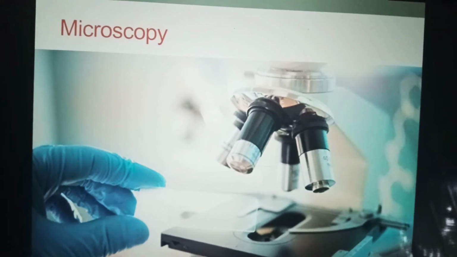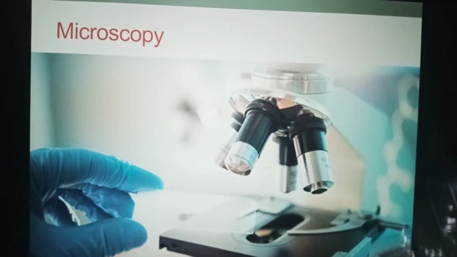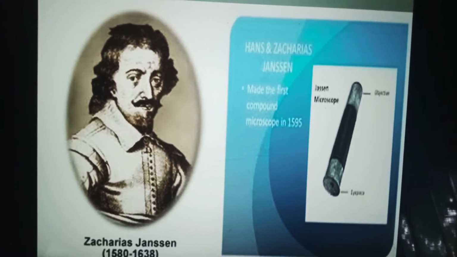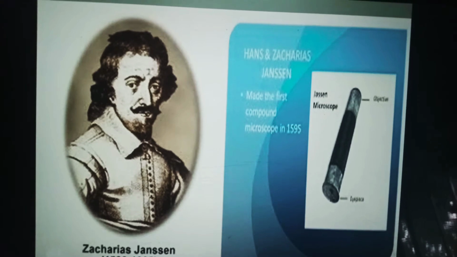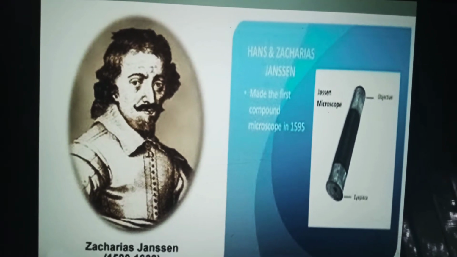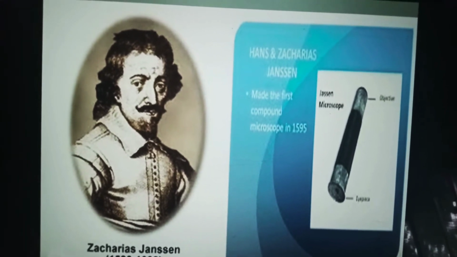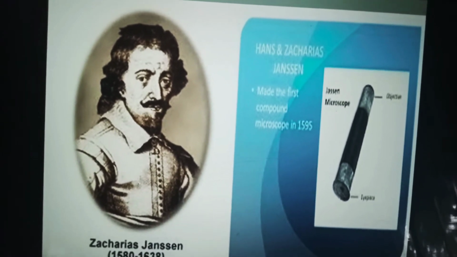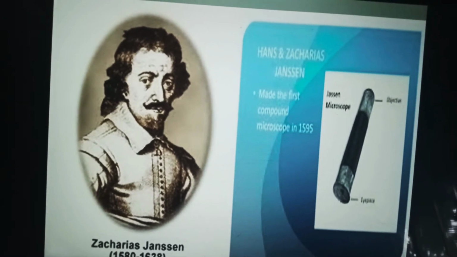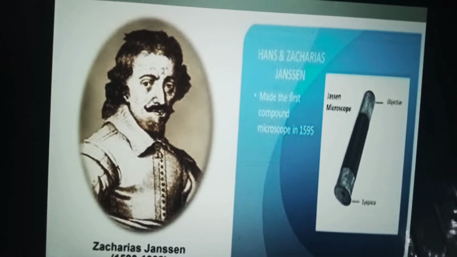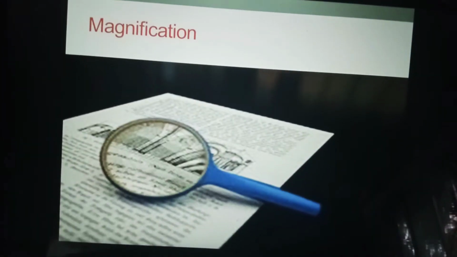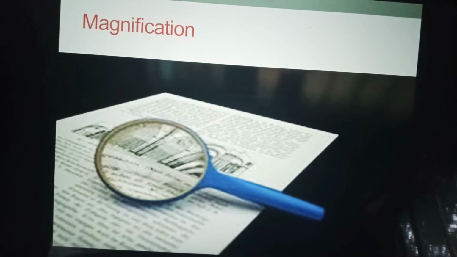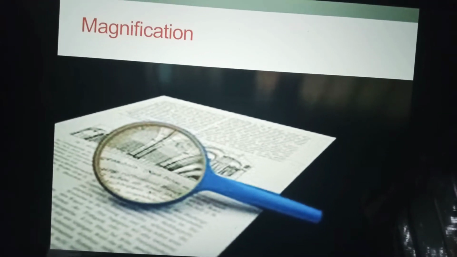Microscopy. It is the use of a microscope and it is called microscopy. Zacharias Janssen was the first to develop the compound microscope in Holland in 1595. It was simply a tube with lenses at each end and its magnification ranged from 3x to 9x. Magnification is the increase in the apparent size of an object and it is an important factor in microscopy.